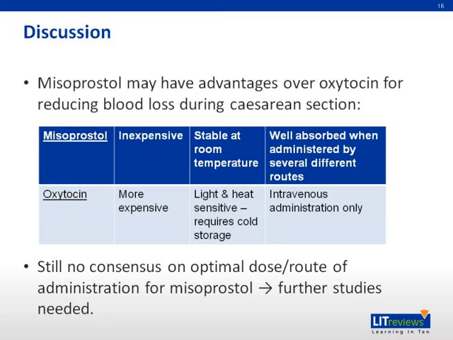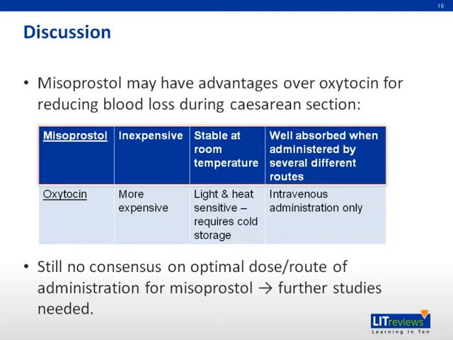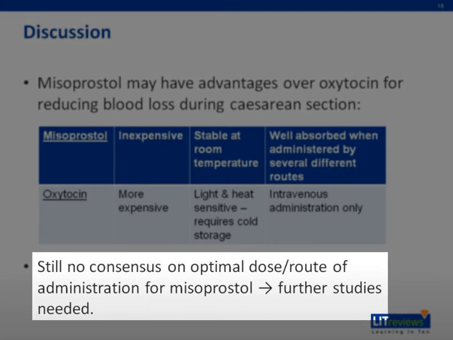Thus, the review and meta-analysis may suggest that misoprostol has several advantages over oxytocin in being cheaper, more easily stored, and having multiple routes of administration. However, there was still no consensus for the optimal dose or route of administration, which may require further studies.